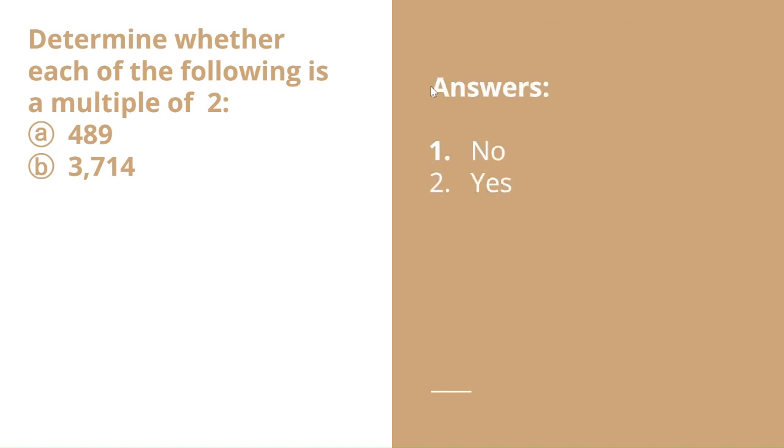Okay, the answer is no and yes. So to find the multiple of 2, we look at the last digit. For 489, 9 is not a multiple of 2. We say it's 0, 2, 4, 6, and 8. So 9 is not the answer and 4 is the answer.